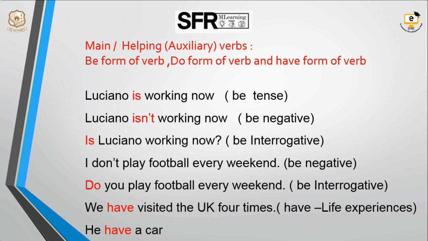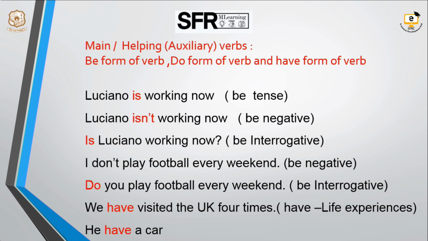Let's now move on and talk about main and helping verbs. These are sometimes called auxiliary verbs. When a verb is used in a sentence, it can be used in two ways. It can either be used as the main verb of the sentence or it can be a helping verb. That is, it can help the main verb. The most important helping verbs are be, do and have. Let's look at some examples.